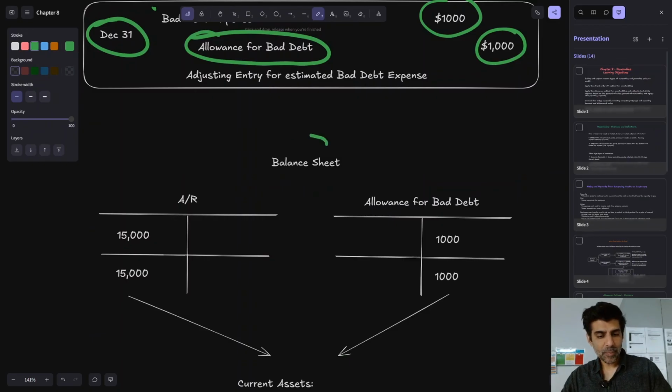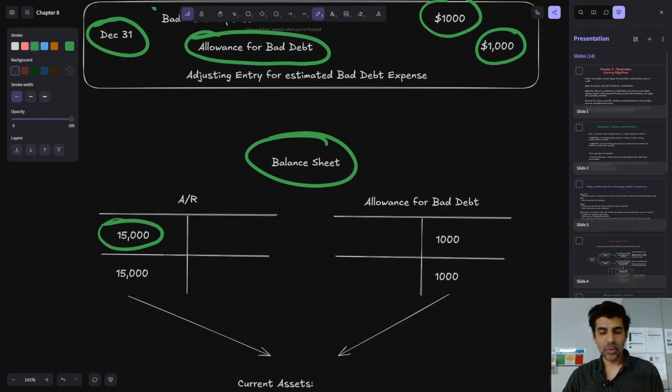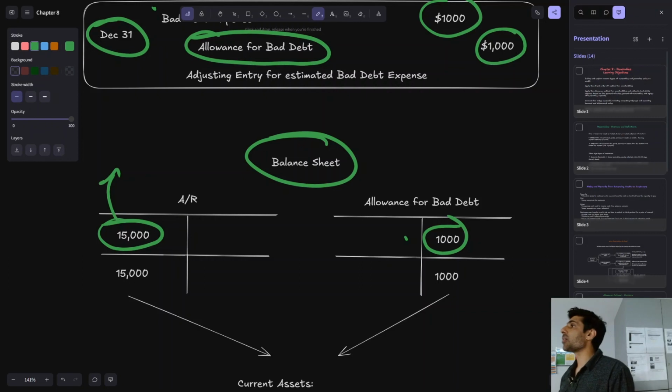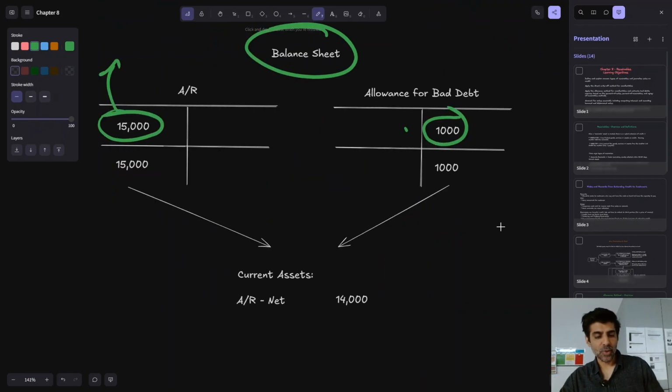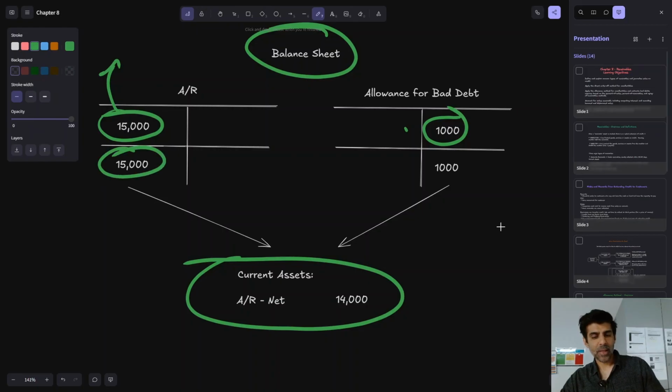So let's make sure we're clear about this. In the balance sheet, let's say we had $15,000 of accounts receivable. We just set up this allowance for bad debt of 1,000. This is our piggy bank. This is the gross amount of accounts receivable, but we're not going to be able to collect all of it because we're estimating that some of these people are not going to pay us. So on our balance sheet we only record the net value, because we have this debit balance and this piggy bank set up for those $1,000 worth of accounts receivable.